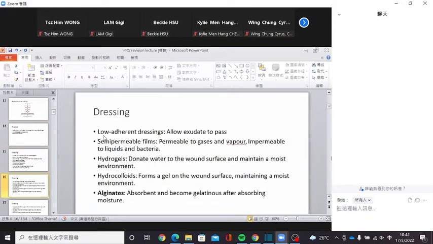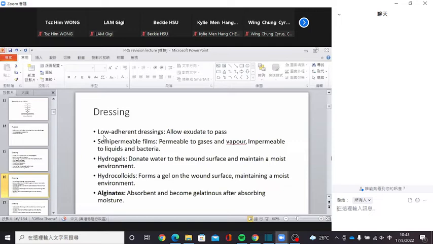For dressing, I'm not going into details, but there are various kinds of dressing that we use, and I think you need to know the property of each and the application of each. So what kind of wound should we use for which kind of dressing? For low adherent dressings like Jelonet, there are some holes in between to allow the exudate to pass out.